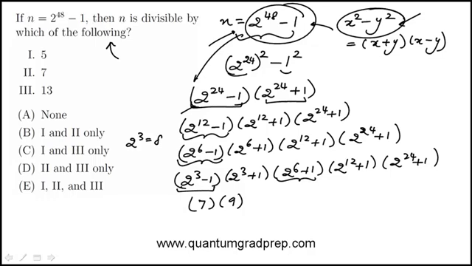And we can actually compute that too. 2 cubed is 8, 2 to the 4 is 16, 2 to the 5 is 32, 2 to the 6 is 64. So that becomes 65. And then we have these other numbers.